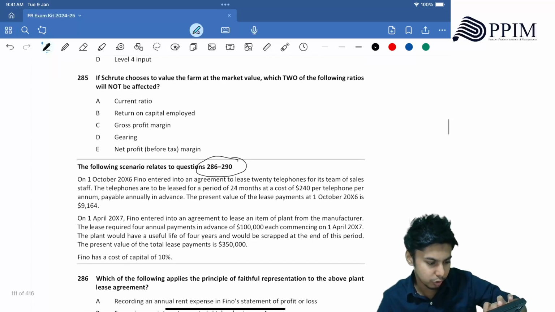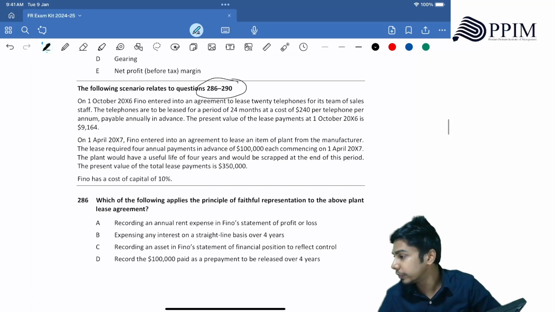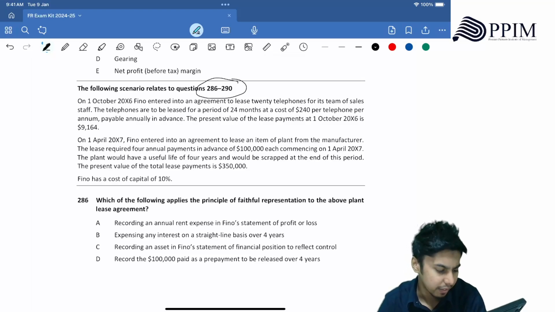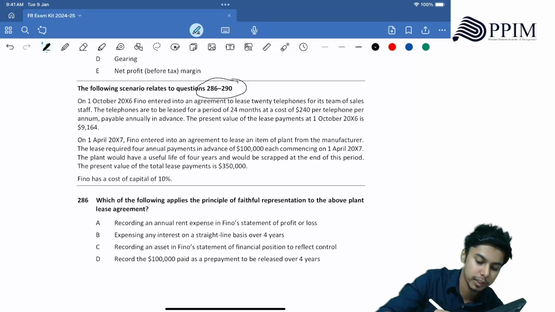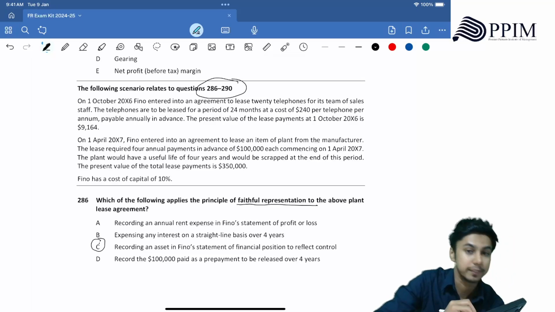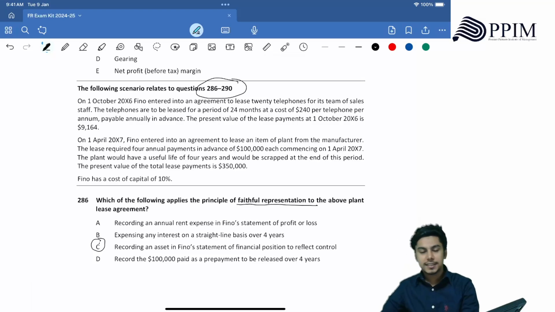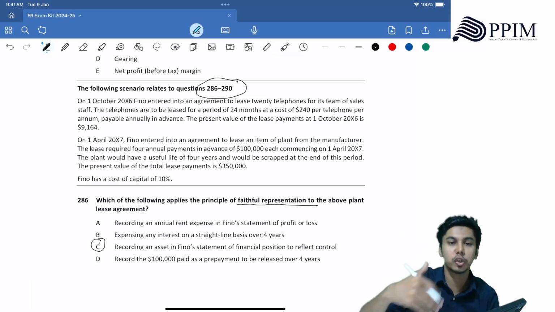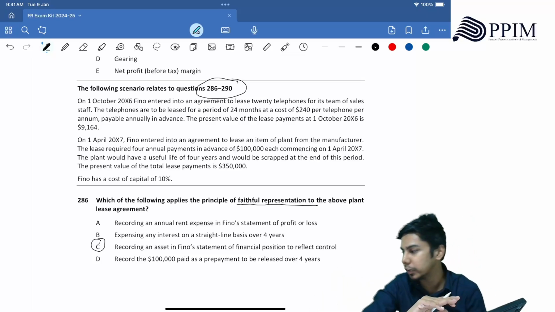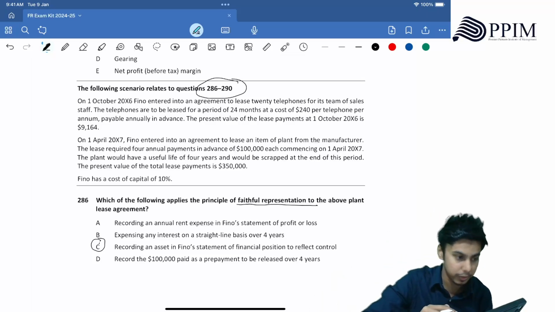Okay, guys, let's go for this question over here. This is the other homework question I gave related to lease. Okay. Right, 286. Which of the following applies to faithful representation? It has to be answer option C. Though a leased asset is not our own asset, we are in control, no? So we show it as our asset. Right, substance over form. That's where faithful representation will kick in. So therefore that answer is C.